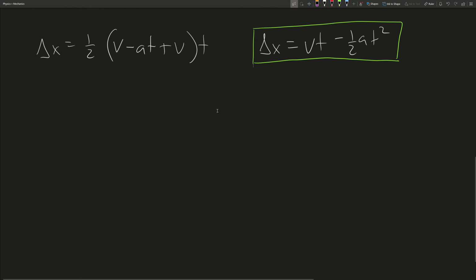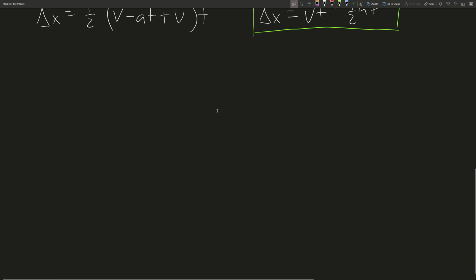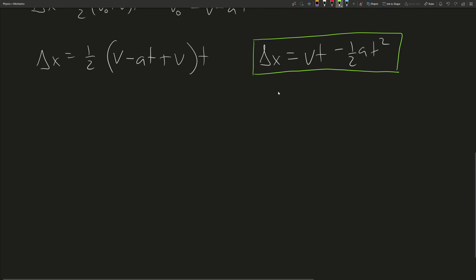For the final kinematic equation, we'll derive it again by eliminating a term through substitution. Now, I want to reiterate that these are not the only ways to derive these kinematic equations. These are just one of multiple ways. So we know that final velocity is equal to acceleration times time plus initial velocity.